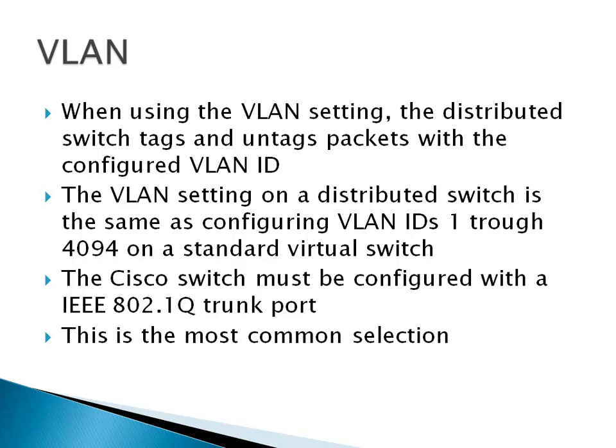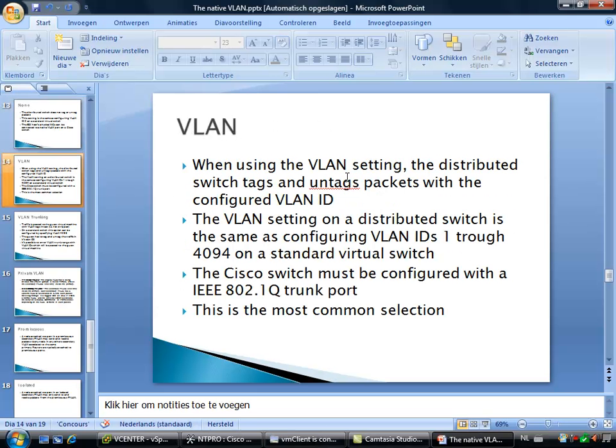So, VLAN. When you're using VLAN, you are configuring a single VLAN ID on one of your port groups. The VLAN can range from 1 to 4094, and the Cisco switch must be configured with trunking. This is the most common selection. You will see this setting in most environments. So let's check out if we can configure VLAN ID tagging and configure VLAN trunking on the Cisco switch.